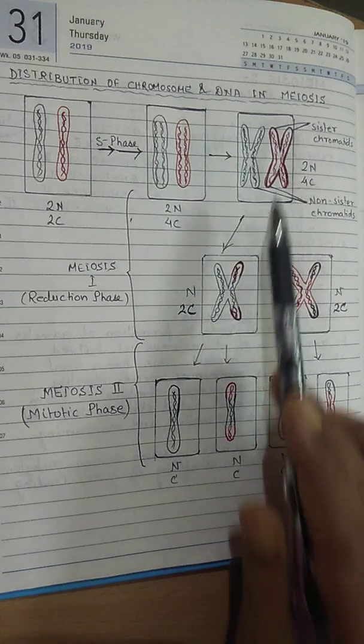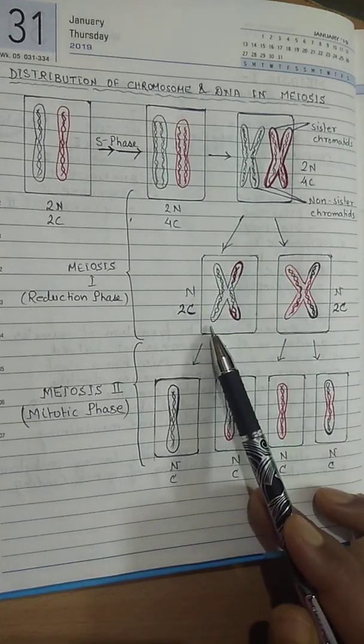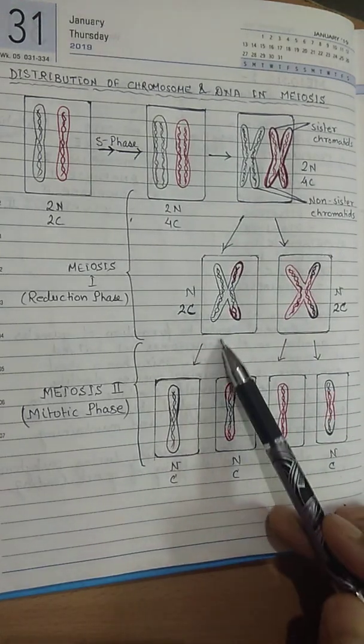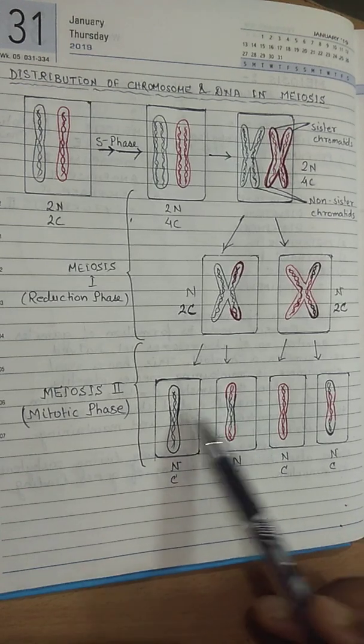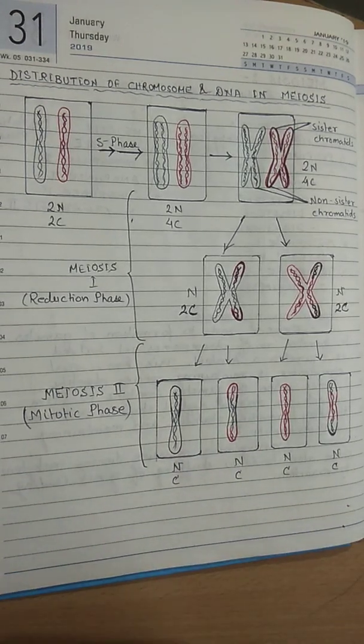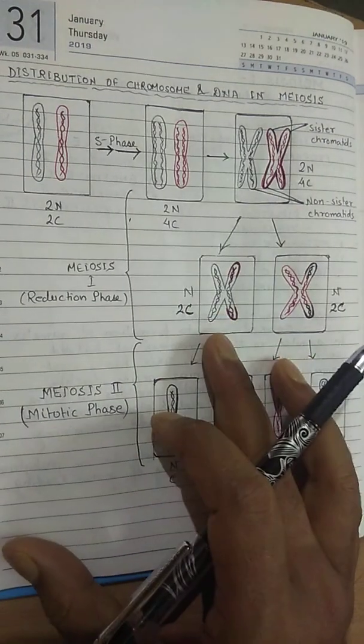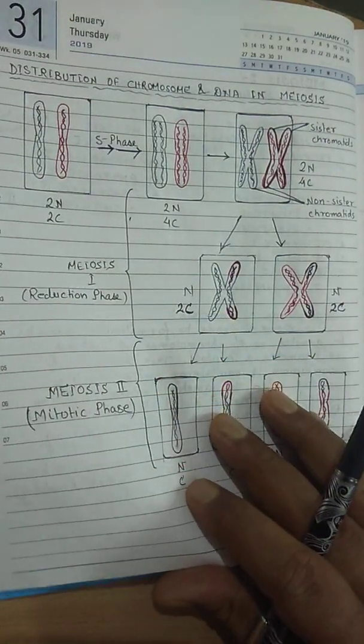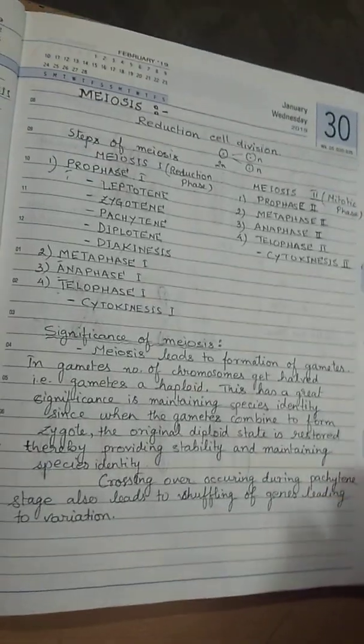Chromosome number gets reduced in meiosis 1. DNA amount will further reduce in meiosis 2, so that when fusion of gametes takes place, the original amount of DNA can also be restored. So what is the significance? I had written it before. So let's look at the significance of meiosis.